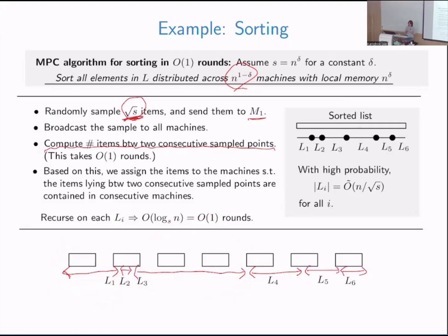So we can do this as follows. We first send those pivots to all the machines. Then each machine has a small number of points, and in addition to those points, we have pivots. Then based on those pivots, this machine can subdivide its elements into those sublists.